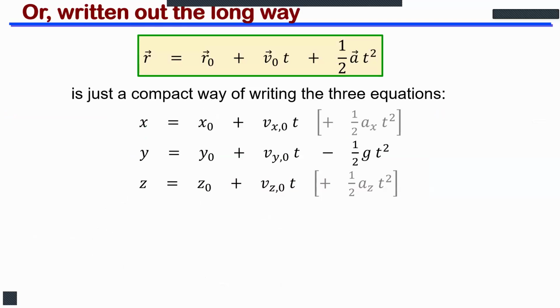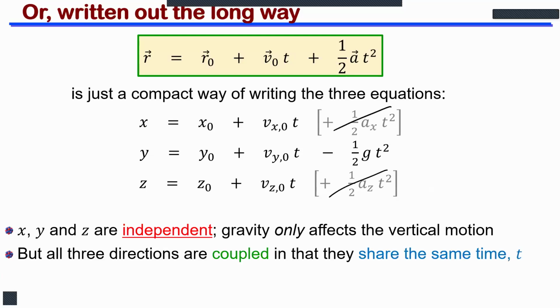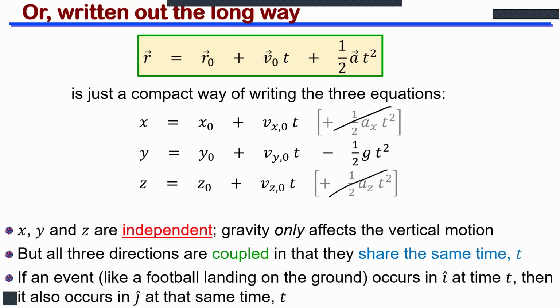If we write out that vector equation the long way, we break it into three separate equations, and those equations would look like this. Except that if we're doing projectile motion, this term is gone and this term is gone. So the x, the y, and the z equations are independent. Only gravity affects the vertical motion, but all three directions are coupled in the sense that they share the same time t. So if an event like a football landing on the ground occurs in the i hat direction at time t, then it also occurs in the j hat direction at that same time t.